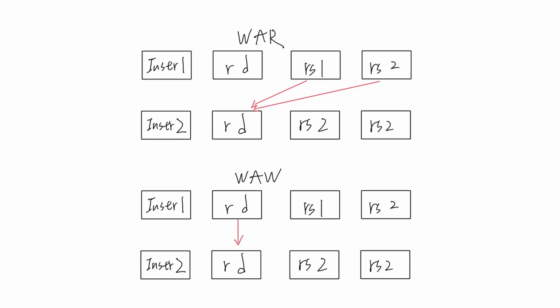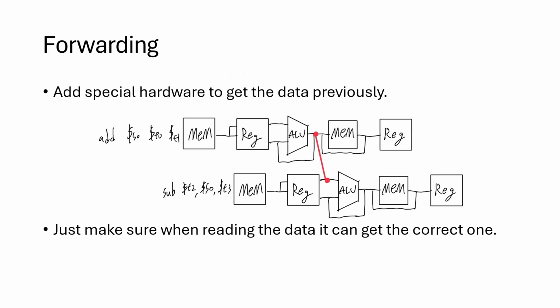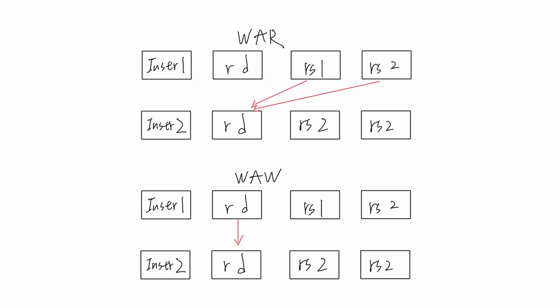The WAW is a situation when the next instruction tries to write to a destination before a previous instruction writes to it, and it results in the writes being done in the wrong order. The WAR and WAW hazards won't cause any delays, only the RAW will cause a delay.